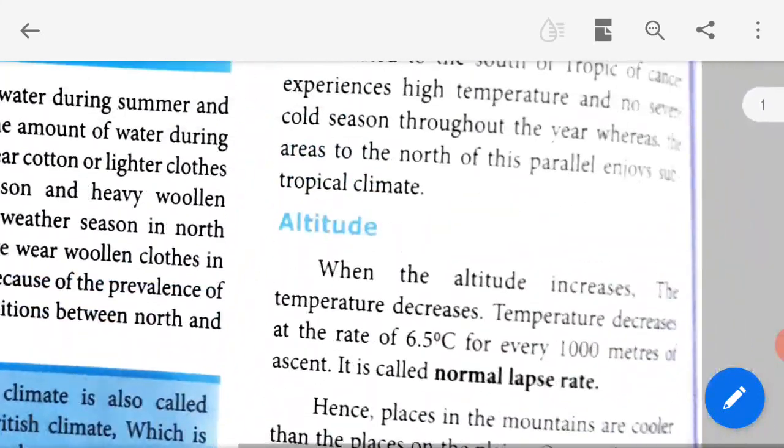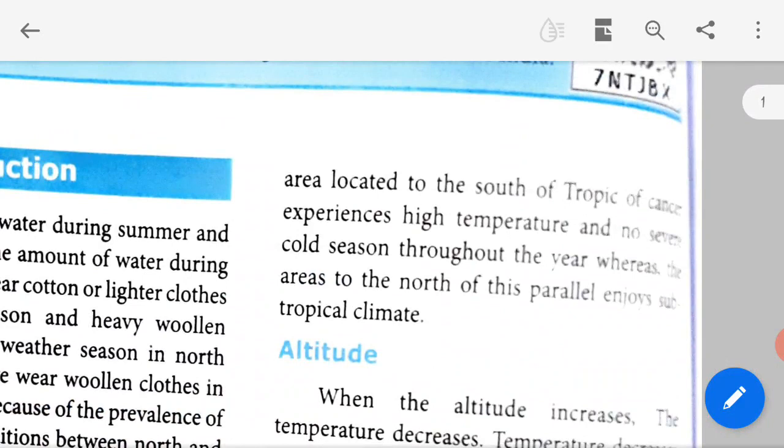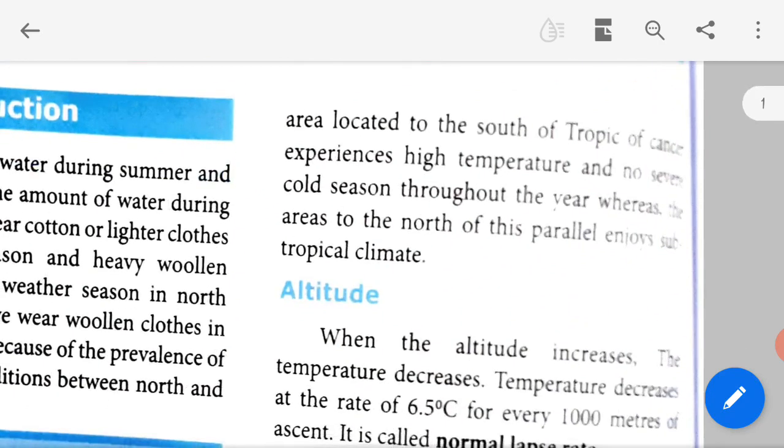The area located to the south of Tropic of Cancer. To the south means the down part. So when you think about India, the northern part is Jammu and Kashmir, to give you an outline, and the southern part where we live, Tamil Nadu, Kerala, all these are in the southern part. So the areas located to the south of Tropic of Cancer experience high temperature and no severe cold season throughout the year, whereas the areas to the north of this parallel enjoy subtropical climate. So tropical climate is also a hot climate, but with different changes in the season. So here you have to remember latitude.